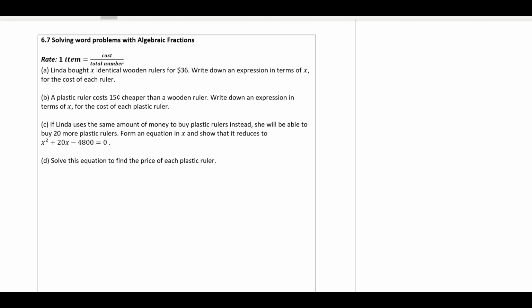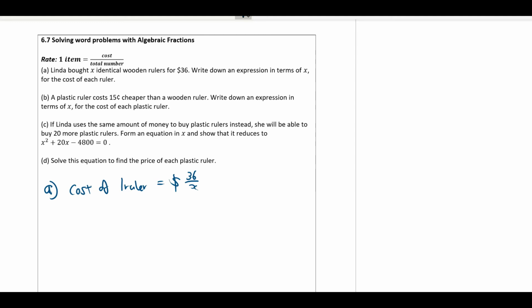Linda bought x wooden rulers for $36. Find the cost of each ruler. They will always lead you with this. So number A, cost of one ruler is equal to 36 over x.